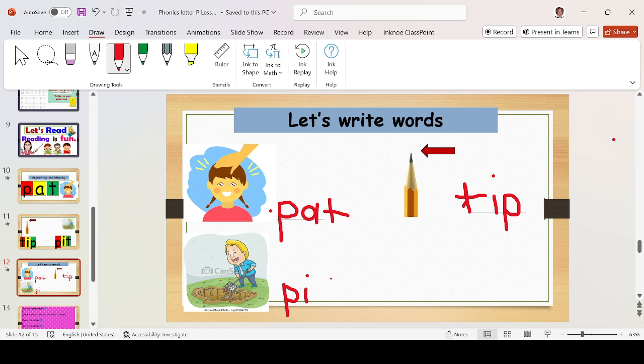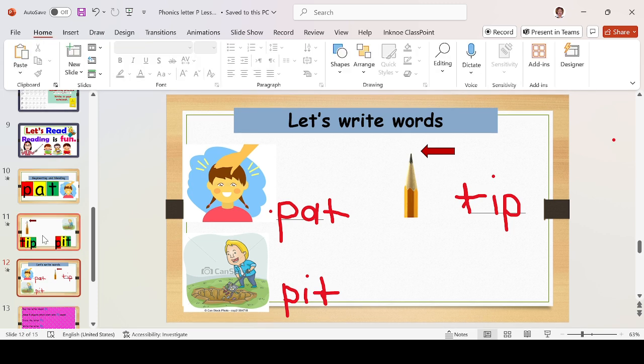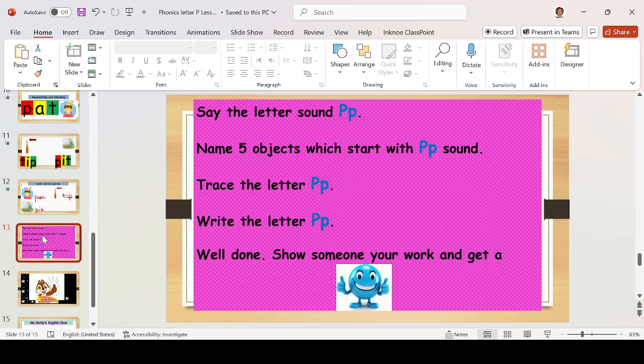You see? P, E, T, pit. Okay, so we have our words pat, tip, pit. Okay. Now we will move on to the next one. Did you get the words correctly? If you get them correctly, then clap.